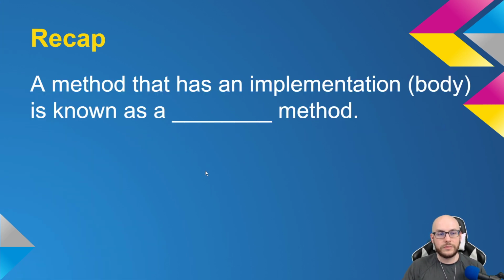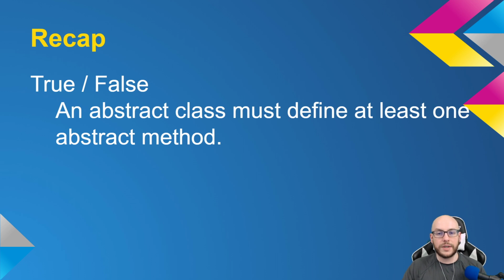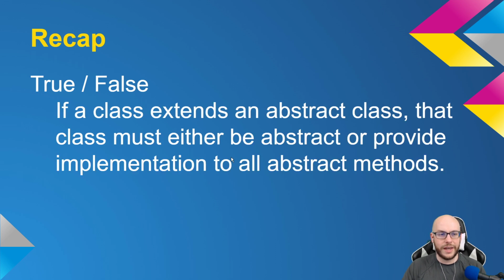So let's recap. A method that has an implementation is known as a concrete method. This is just academic language we're bringing in. True or false, an abstract class must define at least one abstract method. If you declare a class as abstract, does that class have to have one or more abstract methods? This is false. I showed you that you can make a class abstract and have it be filled with concrete methods. The reason you want to do that is to keep people from making instances of your little category class.